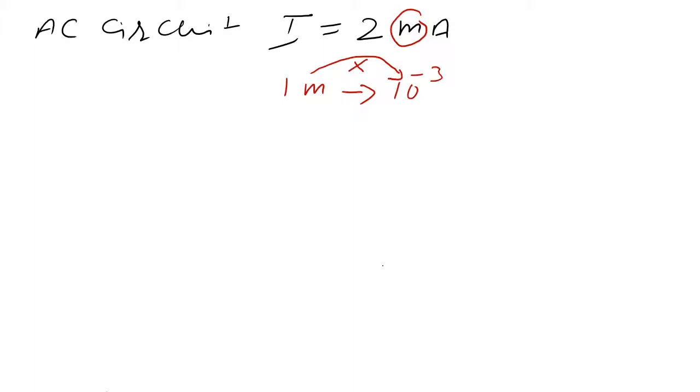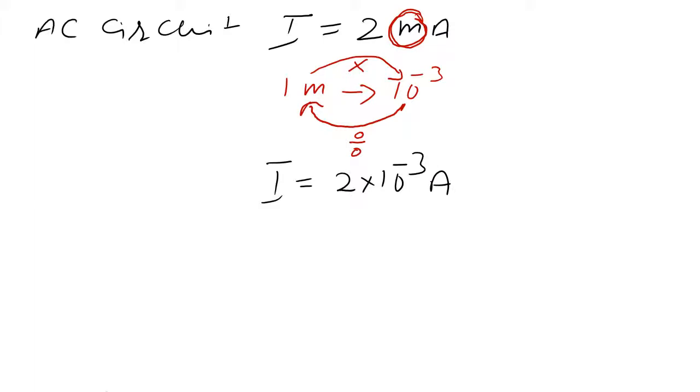If you already have the number and you are going to change it to milli, in that case you have to divide. So this is the reverse, but in this case we are changing this milli. So here we will use the multiplication, and this I is equal to 2 into 10 to the power minus 3 ampere. So in that way you have to change.